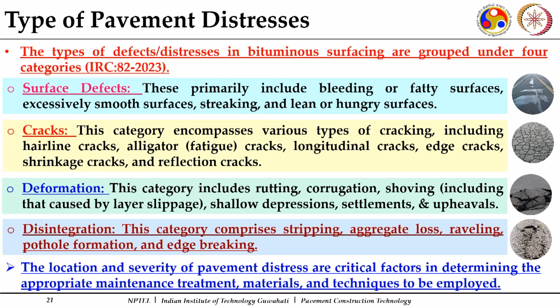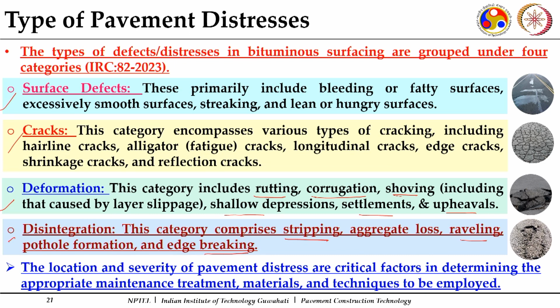In the previous lecture we discussed two major categories of defects which are usually observed in bituminous or flexible pavements. They were under the category of surface defects, and the second was under the category of cracks. Today we will discuss the distresses under the category of deformation, where we will discuss rutting, corrugation, shoving, shallow depressions, settlements and upheavals. And then we will discuss disintegration, where there is some loss of material: stripping, raveling, pothole formation and edge breaking.